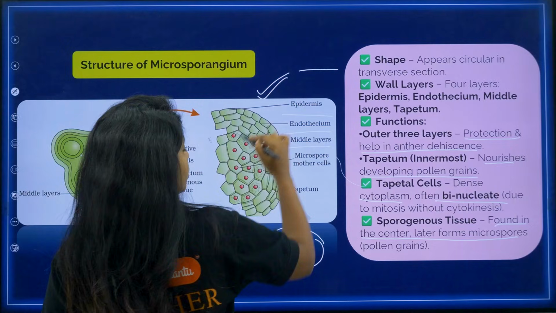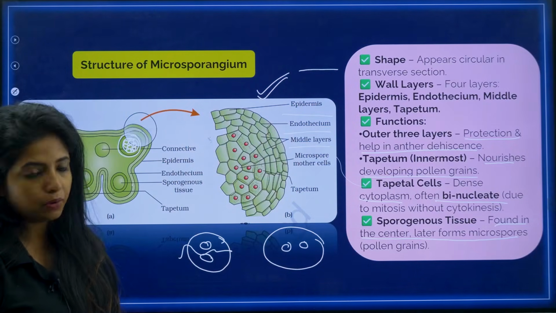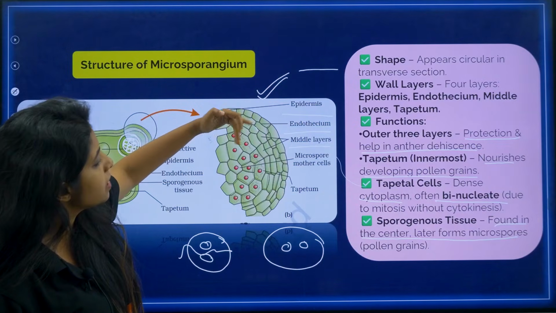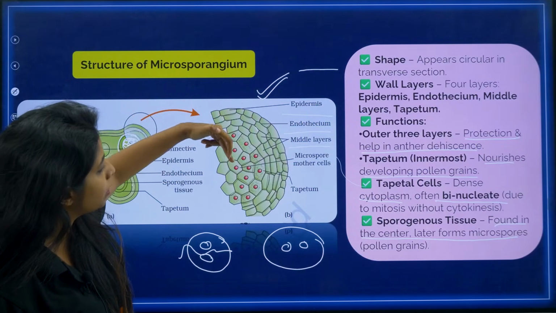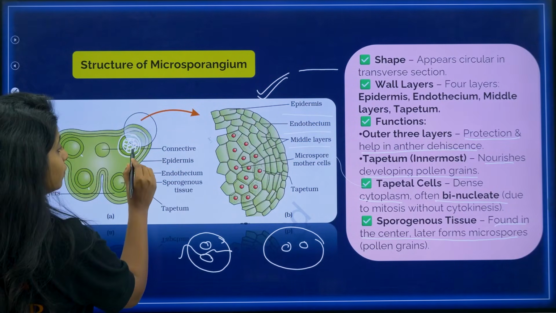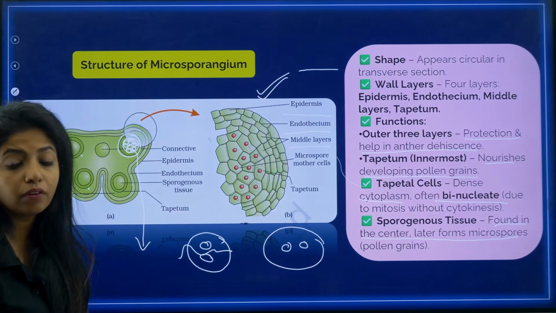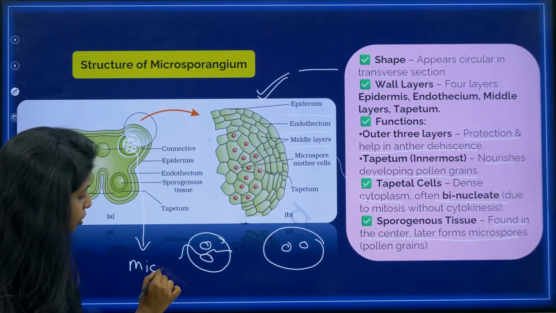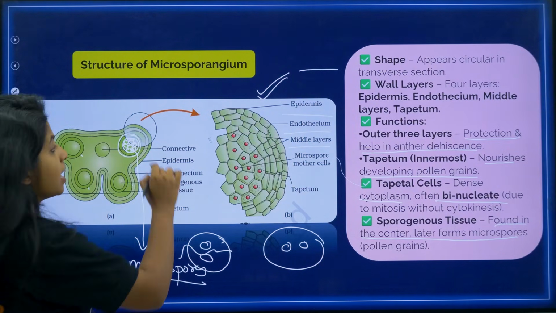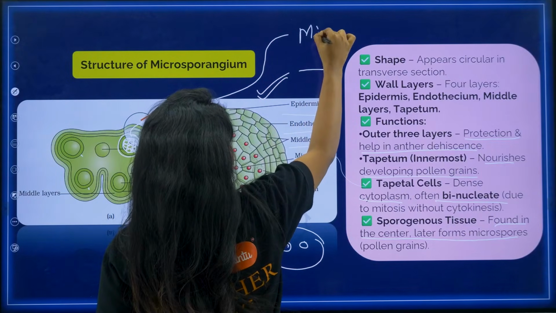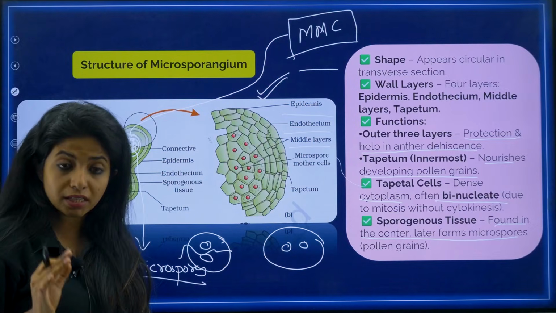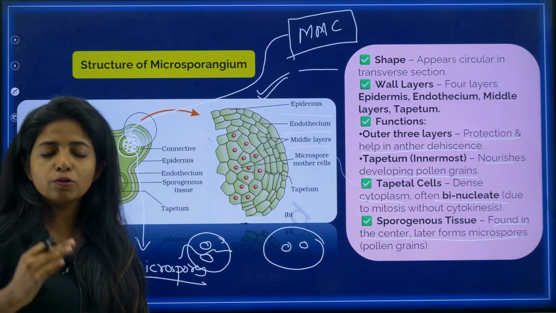Now this is a very important structure that you have to remember. Epidermis, inside that you have endothecium, then the middle layer, and then the tapetum. Inside the tapetum you have the sporogenous tissue. The sporogenous tissue, my dear children, I told you, each of them has an ability to give rise to microspores. So what do I call these cells? I would be calling these cells MMC, microspore mother cell, because each of them has an ability to divide.